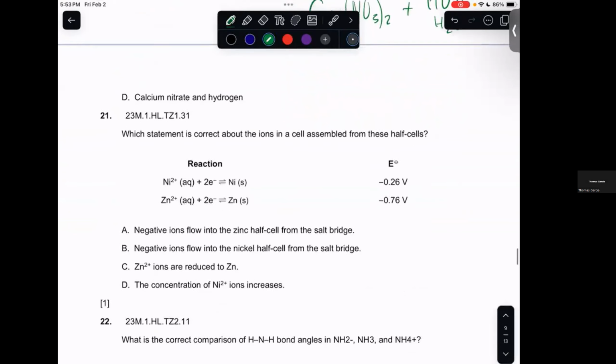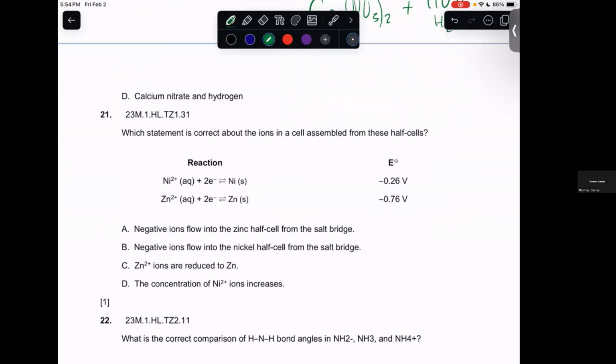All right, moving on to 21, we have to go back to galvanic cells. So what statement is correct about the ions in a cell assembled from these half cells? Well, first off, we're going to figure out which one's going to be oxidized and which one's going to be reduced. I notice a greater negative potential here, which means it would have a greater positive potential if we reverse it. So zinc really wants to become zinc 2 plus plus 2 electrons. So I'm going to go ahead and make that one positive. This gives me an idea of what's happening. Zinc is going to be oxidized, losing electrons, while nickel is going to be reduced, gaining electrons.